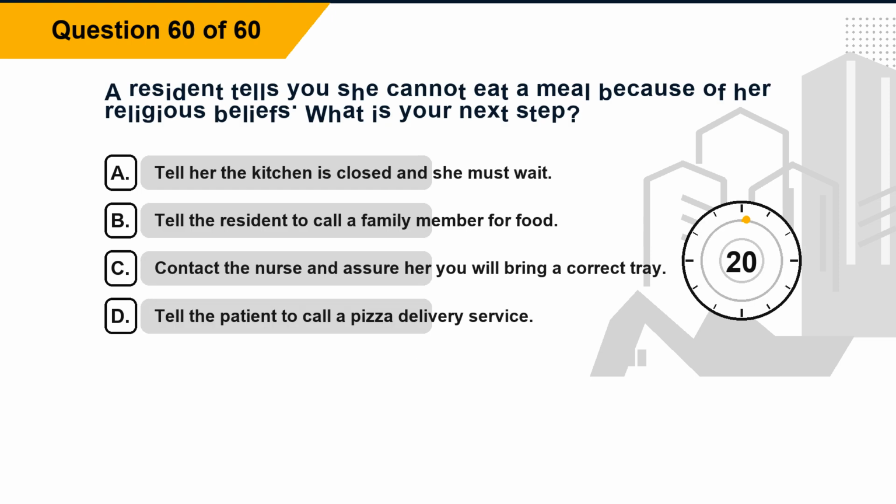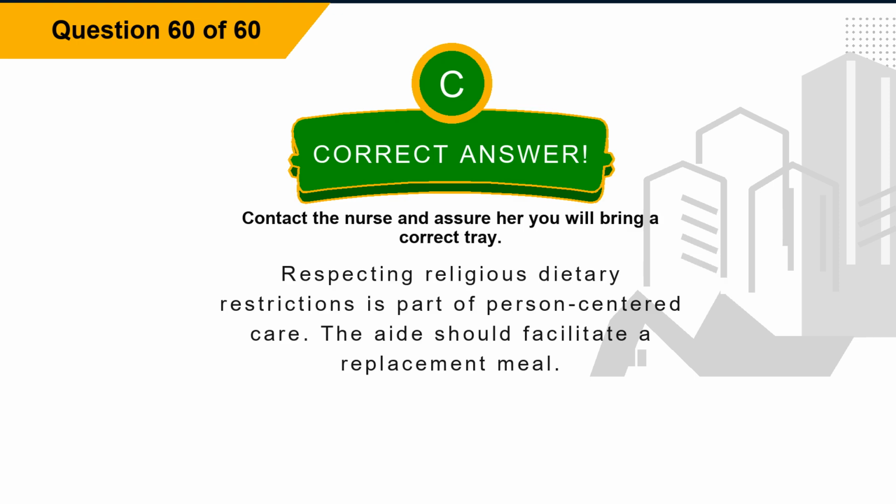Question 60. A resident tells you she cannot eat a meal because of her religious beliefs. What is your next step? Option A, tell her the kitchen is closed and she must wait. Option B, tell the resident to call a family member for food. Option C, contact the nurse and assure her you will bring a correct tray. Option D, tell the patient to call a pizza delivery service. The correct answer is option C, contact the nurse and assure her you will bring a correct tray. Explanation: respecting religious dietary restrictions is part of person-centered care. The aide should facilitate a replacement meal.